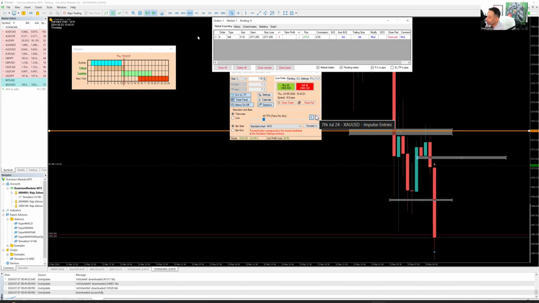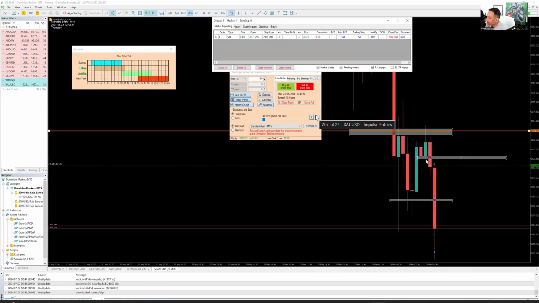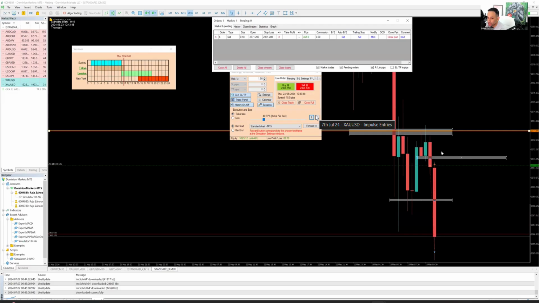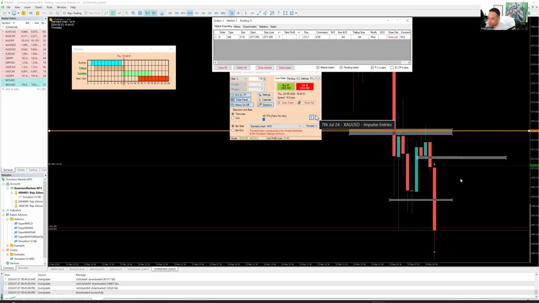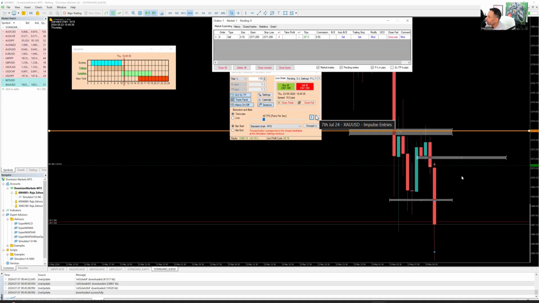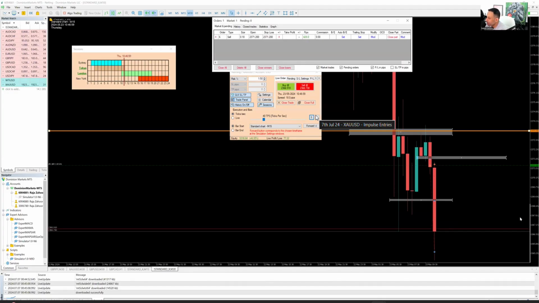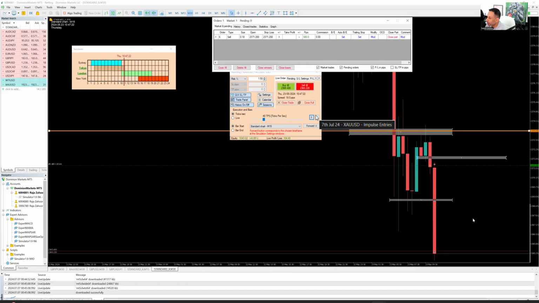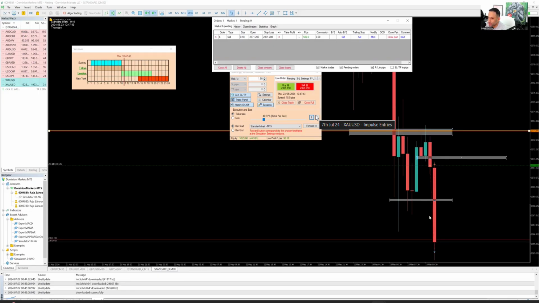Yeah, so this setup, we learned a lot of things with this setup. We learned impulse entry, then we learned managing risk, and then we learned adding risk back to the trade, securing some partials and letting the rest run. Man, I really like this MT5 simulator. It's something you can't do on a cTrader simulator. Yeah, this is very good.